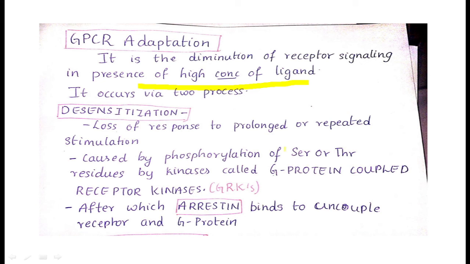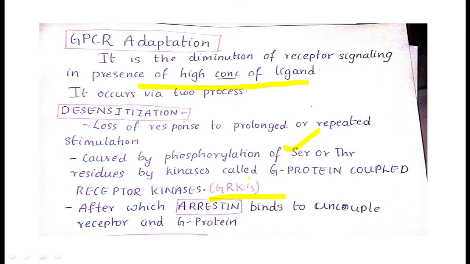It is caused by phosphorylation of serine or threonine by kinases called G protein coupled receptor kinases. The serine and threonine residues on GPCRs are being phosphorylated, and hence it loses its response to prolonged or repeated stimulation. They are called GRKs. After which arrestin binds to uncouple receptor and G protein. The receptor and the G protein are coupled to each other, right? So once the phosphorylation takes place, this protein called arrestin goes and binds to the GPCR and uncouples them, that is, separates them.